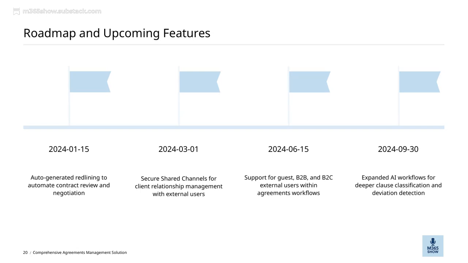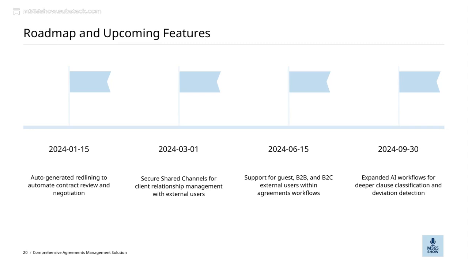Now, let's take a look at our roadmap and upcoming features for our comprehensive agreements management solution. One of the key developments we're focusing on is expanding AI workflows. This will enable us to perform deeper clause classification and better deviation detection, which means more accurate and efficient contract analysis. We're aiming to roll this out by September 30th, 2024.